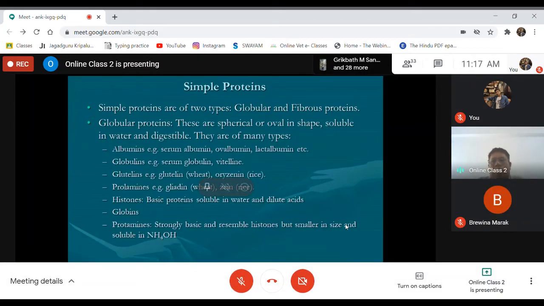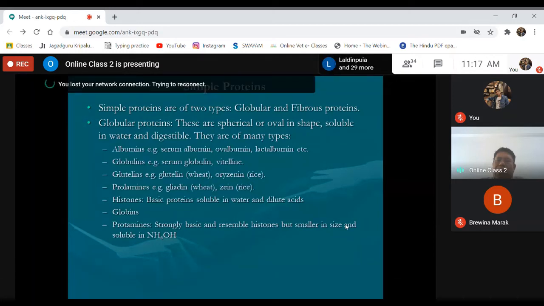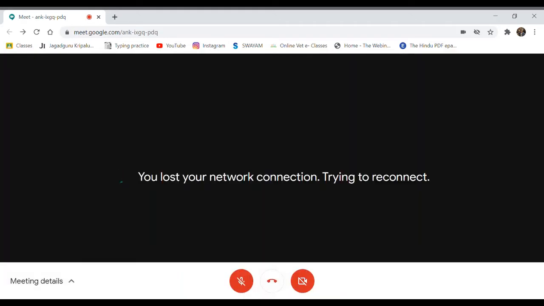Called a simple protein, means these are the proteins which contain only the amino acids. It doesn't have other additional groups. Now, the simple proteins again may be of two types. One is known as the globular protein, another one is the fibrous protein. So the simple proteins are classified into two, globular proteins and fibrous proteins. The globular proteins are spherical or oval in shape.